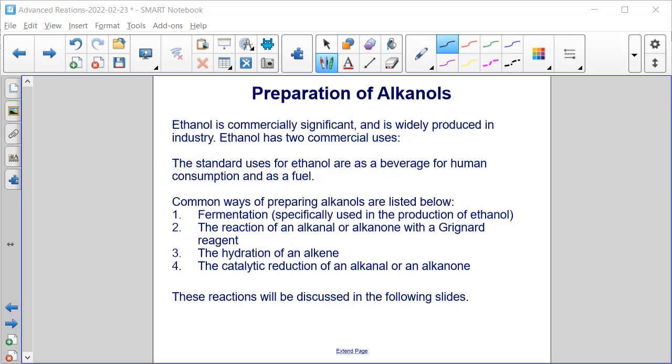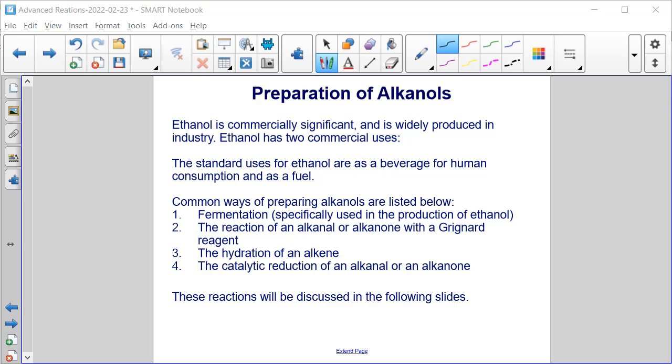Ethanol is commercially significant and widely produced in industry. Ethanol has two commercial uses. The standard uses for ethanol are as a beverage for human consumption and as a fuel.